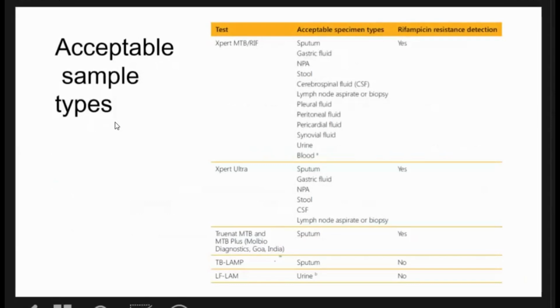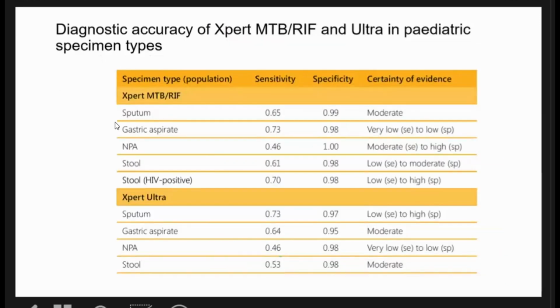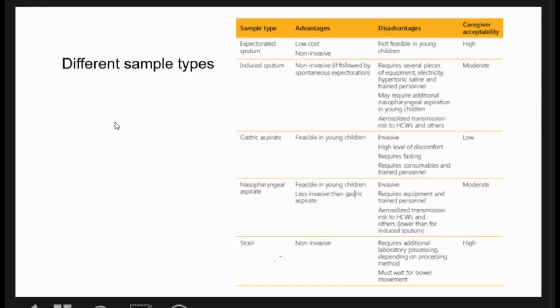So acceptable samples in pediatric practice are, as we all know, sputum, gastric aspirate, nasopharyngeal aspirate, and in addition to that, stool was added recently. So in pediatric practice, we can use stool to detect DNA by PCR using Xpert and Xpert Ultra. And the sensitivity and specificity are almost equal to the respiratory samples.